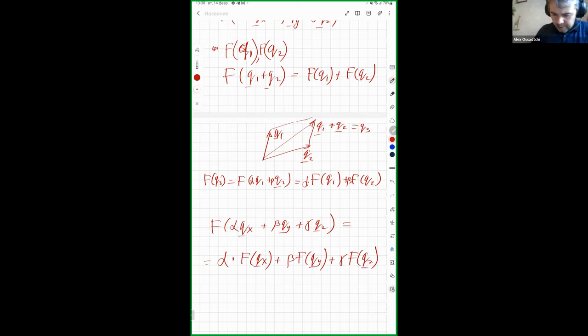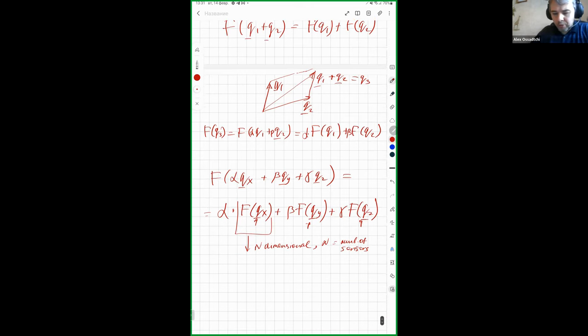And these Q are physical vectors in the physical space. F of QX and the others are n-dimensional vectors, where n is the number of sensors, and they live in this abstract n-dimensional space. But these two spaces are related to each other. In order to find the topography of a source with arbitrary orientation, all you need to know are the topographies of sources oriented along three orthogonal directions.